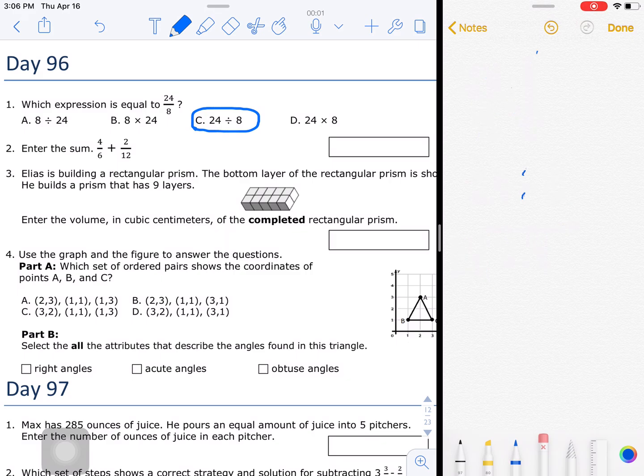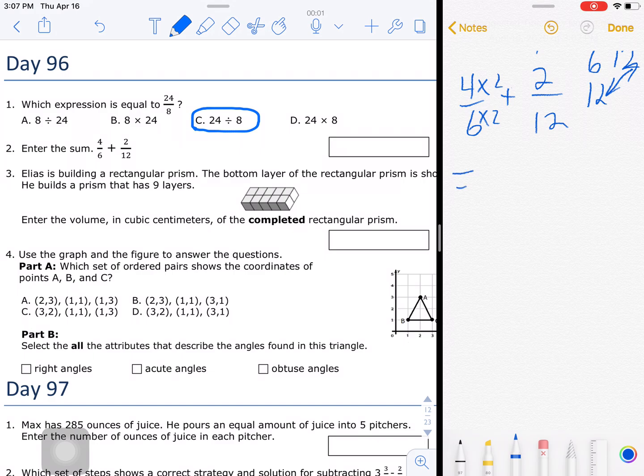Enter the sum. 4/6 plus 2/12ths. So we know that when we add anything in math, whether it's fractions or whatever, we have to have like units. In this case, a like unit would be a common denominator. So as I look at 6 and 12, I would count by 6s. I go 6, 12. At that point, we would just stop and say, okay, we know that the common denominator is 12.